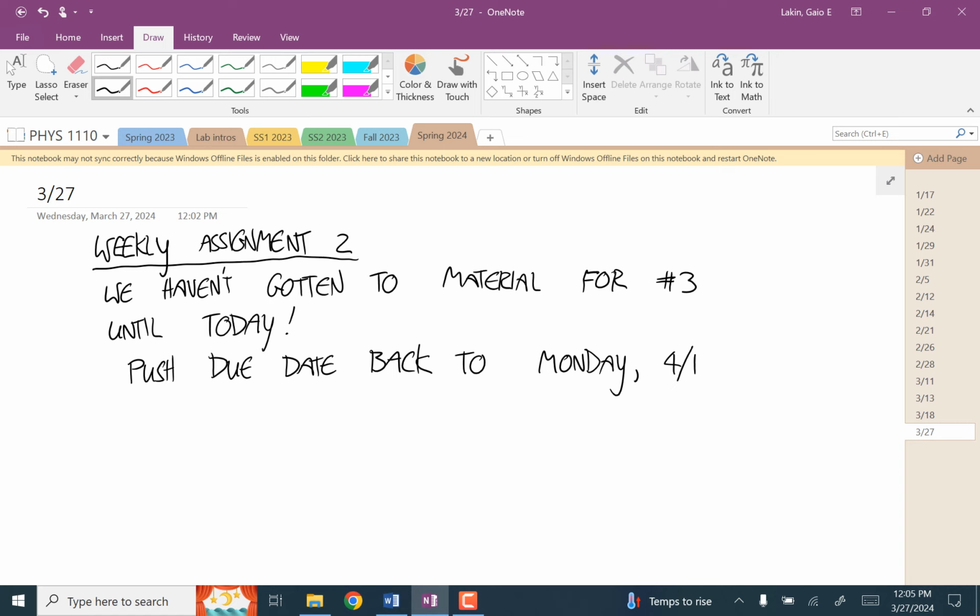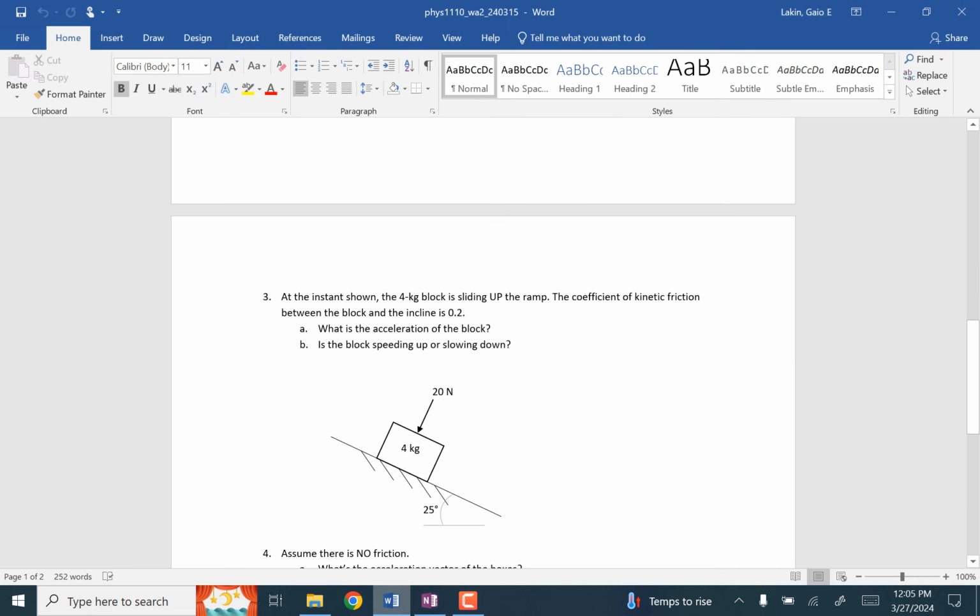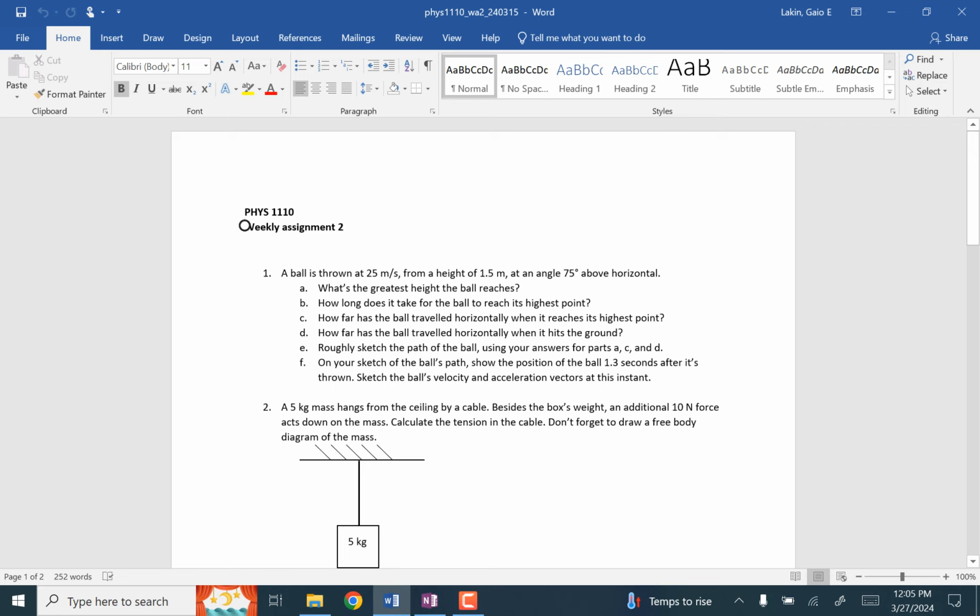Try to find the highest height. Let me look at. Okay, so this is a projectile motion problem. You know that when it reaches the highest height, the y component of the velocity is going to be 0. So if you use that, it's pretty easy to find that. It's just a single equation.